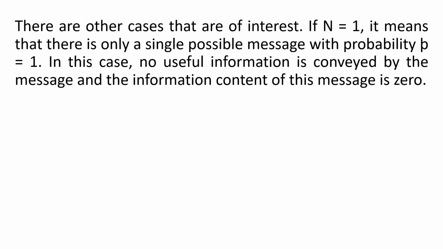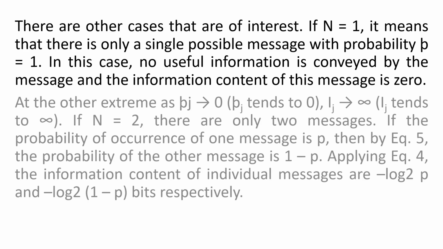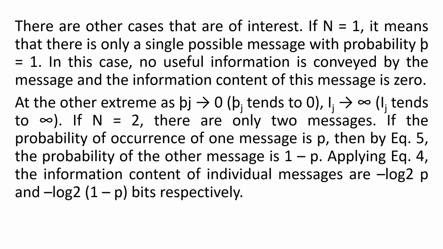There are other cases that are of interest. If n equal to 1, it means that there is only a single possible message with probability p equal to 1. In this case, no useful information is conveyed by the message and the information content of this message is 0. At the other extreme, as pj tends to 0, Ij tends to infinity. If n equal to 2, there are only two messages. If the probability of occurrence of one message is p, then by equation 5, the probability of the other message is 1 minus p. Applying equation 4, the information content of individual messages are minus log base 2 p and minus log base 2 of 1 minus p bits respectively.